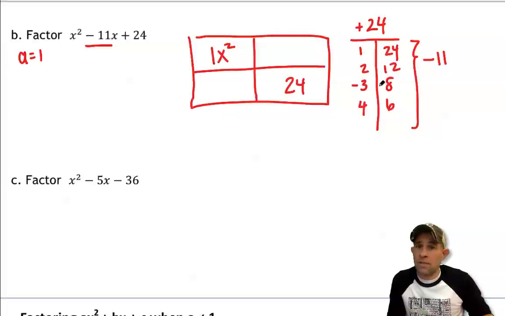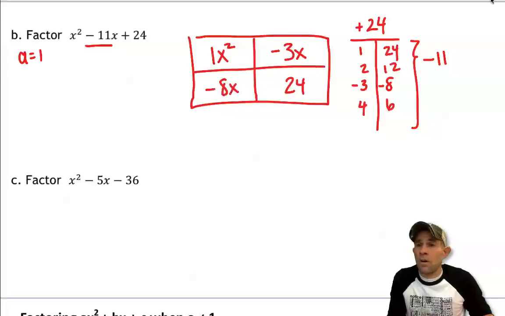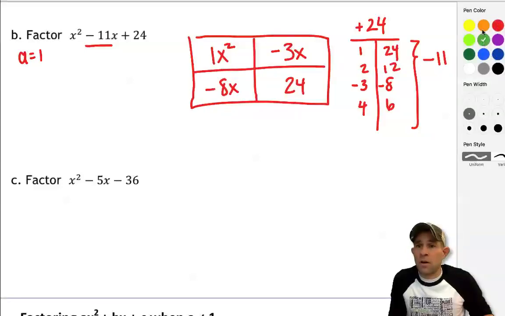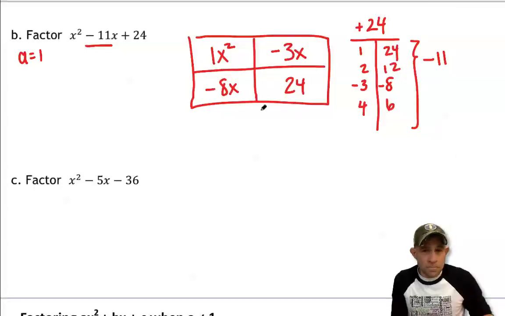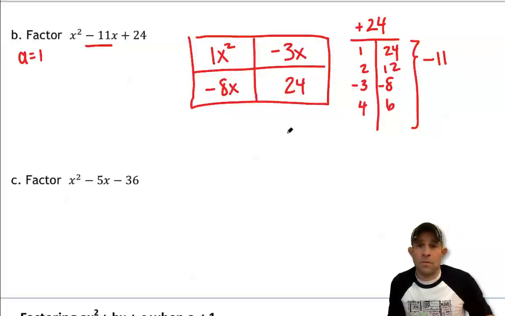So here I have negative 3 and negative 8. These will combine to give me negative 11. Therefore, into each one of these boxes, I have to place a negative 3x and a negative 8x. All right, it's time to move through our rows and columns now, pulling out our greatest common factor.